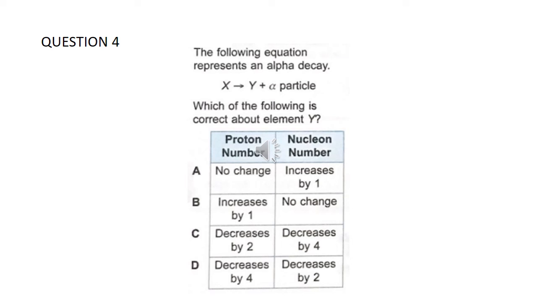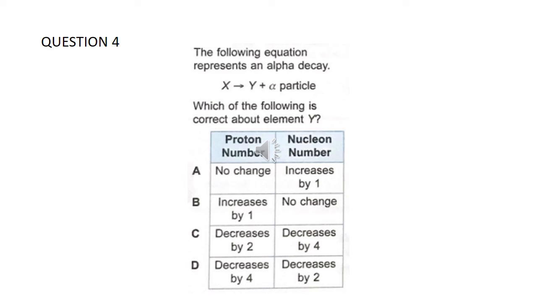Question number 4. The following equation represents an alpha decay. X decays to Y plus alpha particle. Which of the following is correct about element Y? A: Proton number, no change. Huh? Really? B: Nucleon number increases by 1.